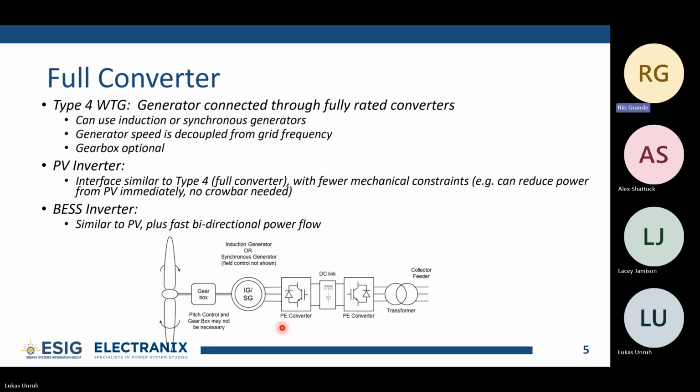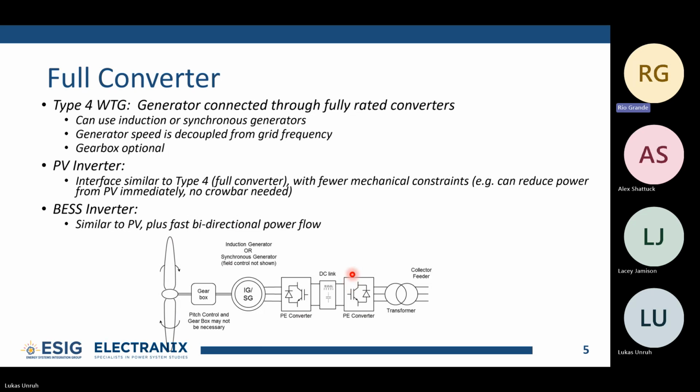The frequency can be different in the system on the left compared to the grid frequency, of course. So again, this is very useful for extracting as much power out of the wind. Of course, you get independent control over active and reactive power with this configuration, because you have all the power going through this converter that's connected on the grid side.